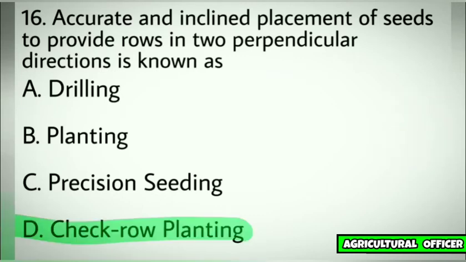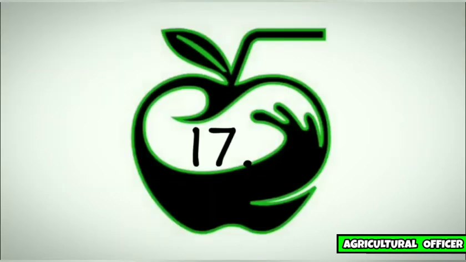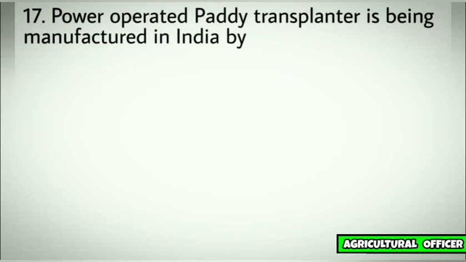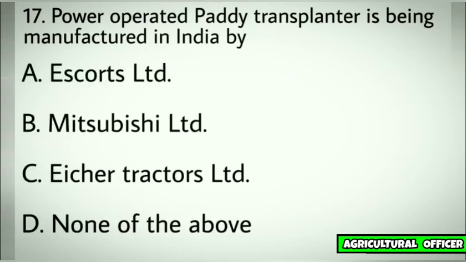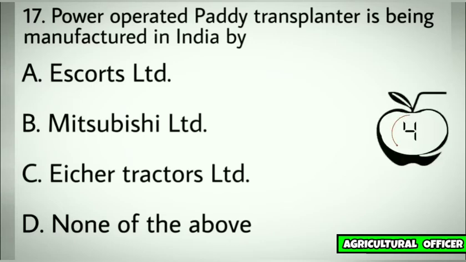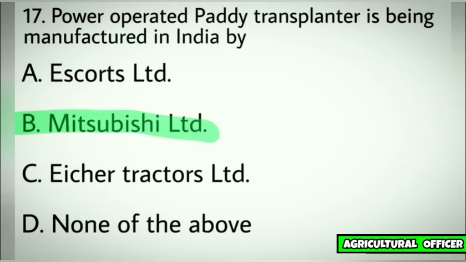Correct answer D. Check row planting. Question number 17. Power operated paddy transplanter is being manufactured in India by options A. Escorts Limited, B. Mitsubishi Limited, C. Eicher Tractor Limited, D. None of the above. Correct answer B. Mitsubishi Limited.